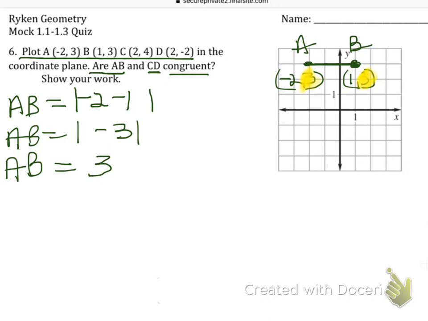Alright, so what did we do last time? Do you remember? We looked and we said, gosh, it's a vertical line. That means I can use the absolute value technique to get its length. And I'm going to see where they have numbers that are the same. And it looks to me like they have their x's the same. So this time I'm going to take the absolute value of the difference of their y's.